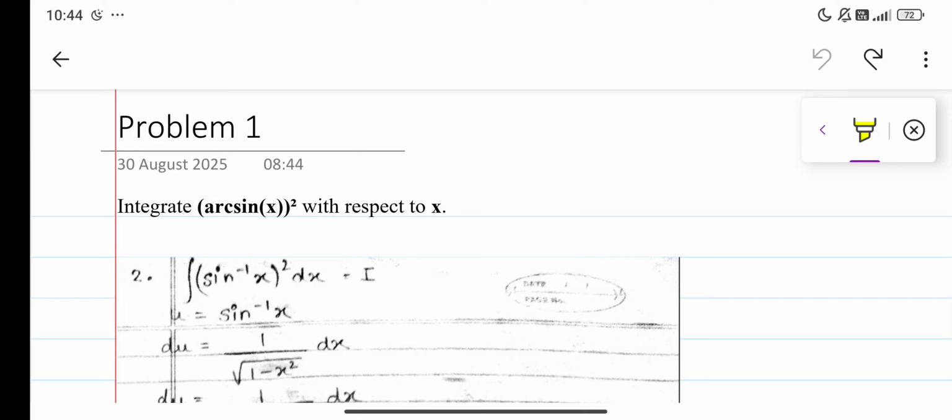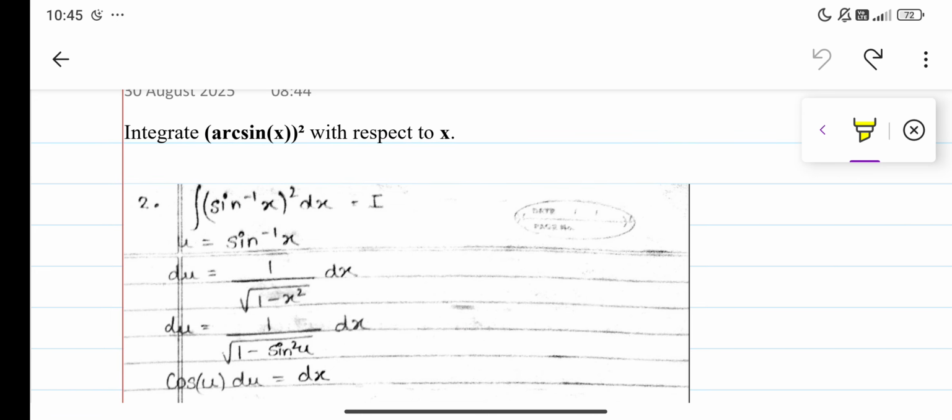In today's video, we are going to solve a problem on indefinite integral. We have to integrate sine inverse x squared with respect to x. So arcsin x and sine inverse x are one and the same thing. You don't need to get confused. They are just another way of writing the same thing, right?